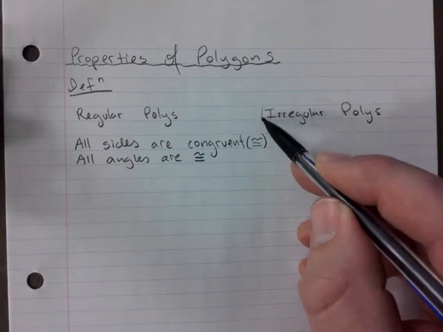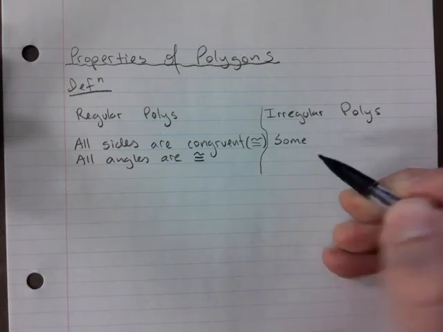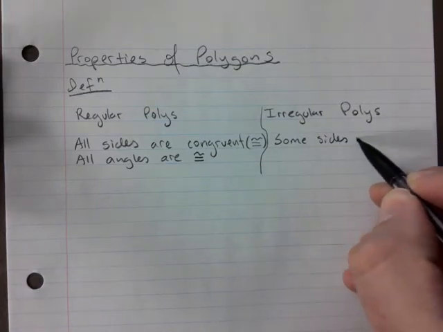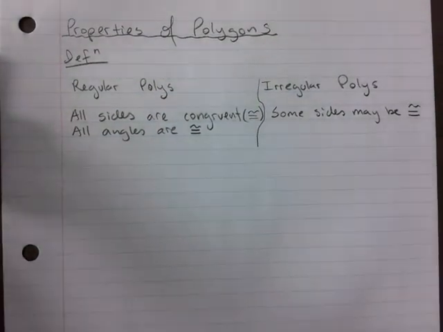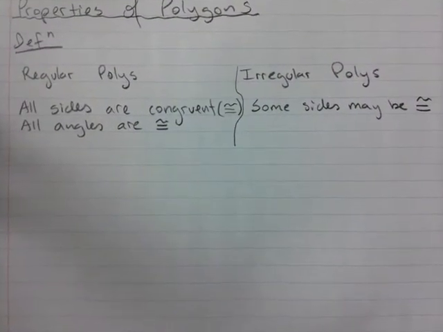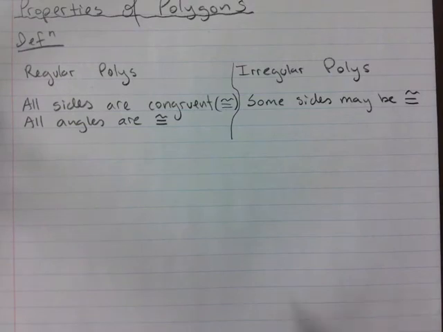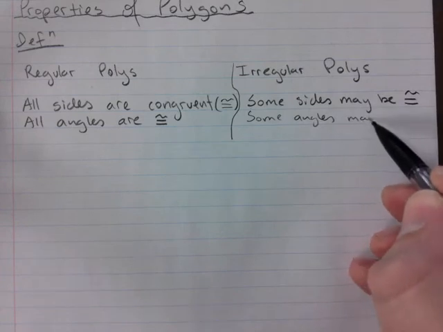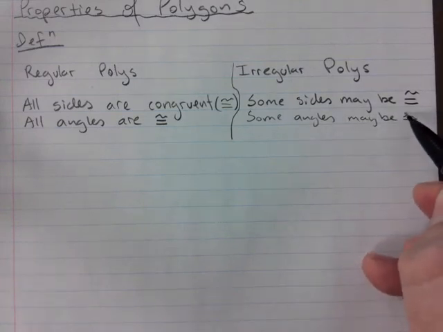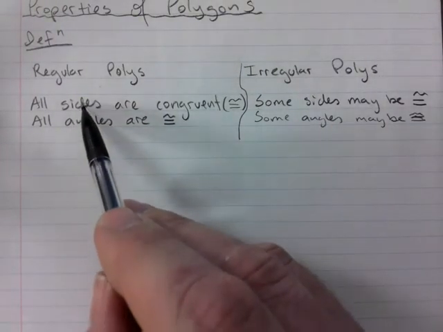Irregular, you can only say that some sides may be congruent. I'm going to zoom in there. Some sides may be congruent. Some angles may be congruent, but when you see the word regular, you're guaranteed these two things are being met.